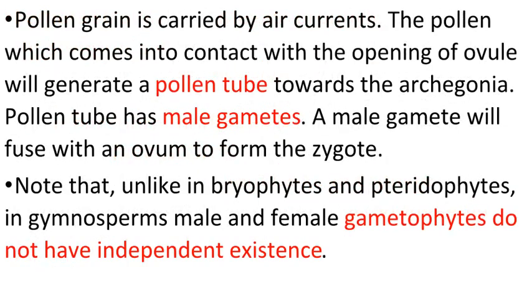Pollen grain is carried by air currents. The pollen which comes into contact with the opening of the ovule will generate a pollen tube towards the archegonia. Pollen tube has male gametes. A male gamete will fuse with an ovum to form the zygote. Note that, unlike in bryophytes and pteridophytes, in gymnosperms male and female gametophytes do not have independent existence.